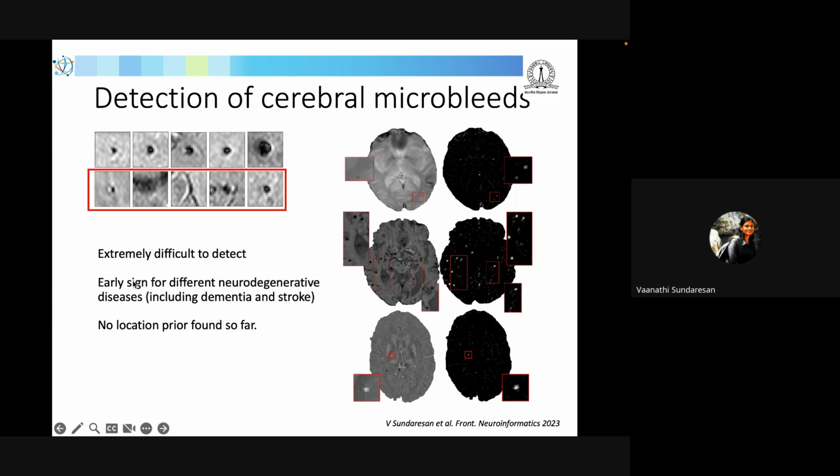Another challenge is that no location prior has been found so far. The brain is a very complex organ with a lot of high frequency information going on, a lot of very complex structures. Detecting these small dots in such complex structures might be difficult, so having any prior would be useful. If there were a prior saying that these lesions occur only in the cerebellum or only in the hippocampal region, that would be really useful, but we don't have such priors. These microbleeds can happen anywhere in the brain.